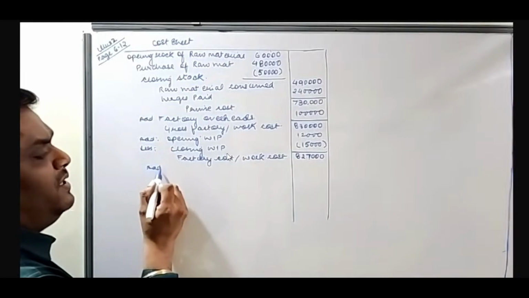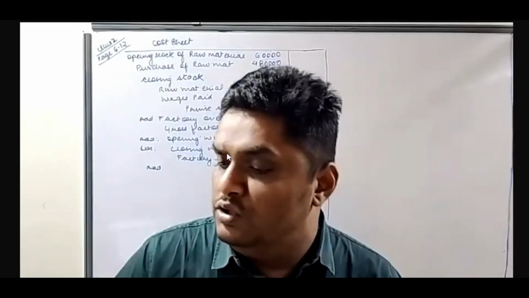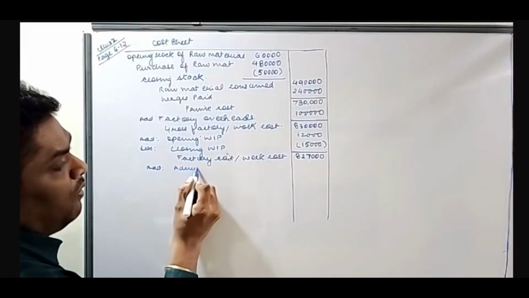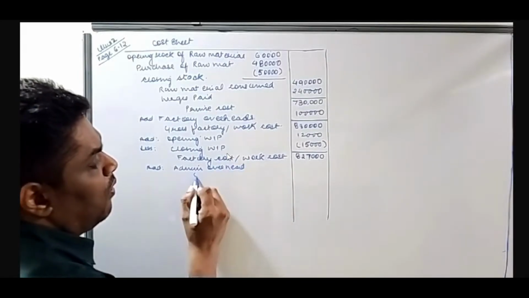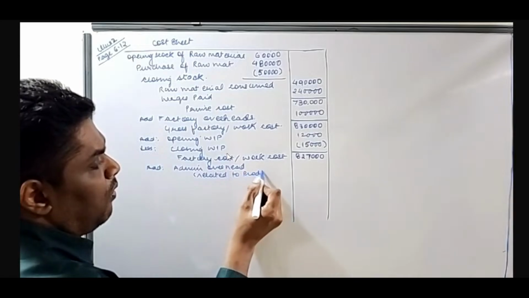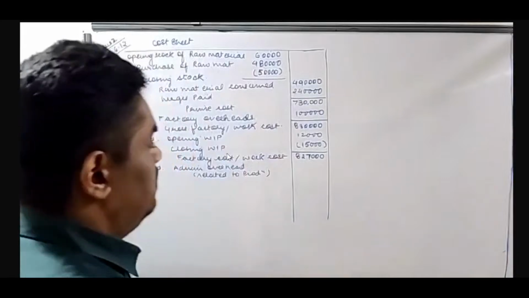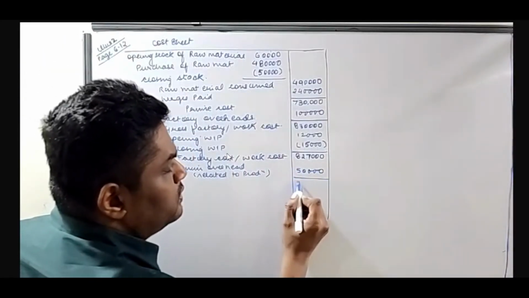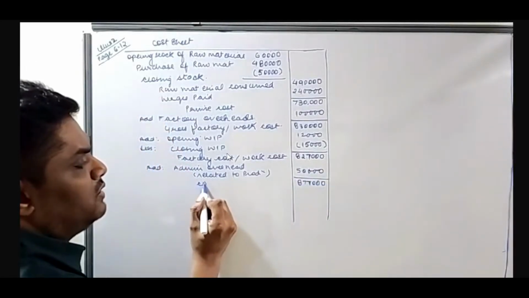Herein in this question, administration overhead related to production are given straight away. So if we add administration overhead related to production, it is given 50,000. This will be 8,77,000. This will be the cost of production.